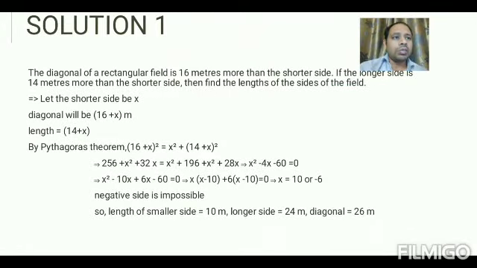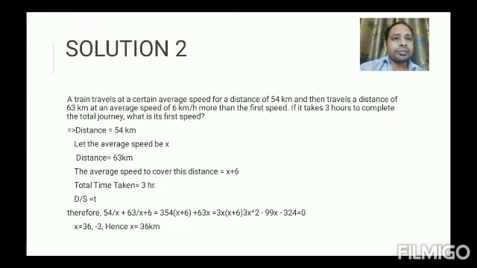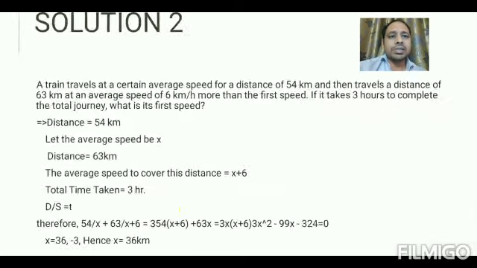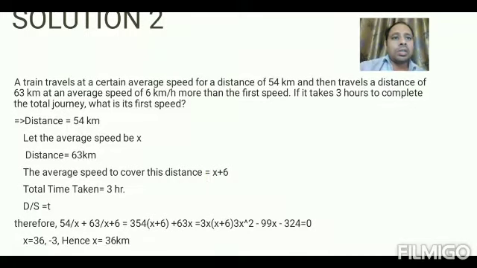Now moving to the next question. Solution number 2. The question is: a train travels at a certain average speed for a distance of 54 km and then travels a distance of 63 km at an average speed of 6 km per hour more than the first speed. If it takes 3 hours to complete the total journey, what is the first speed?